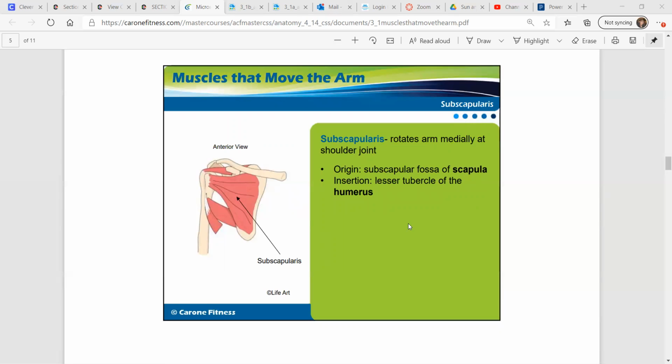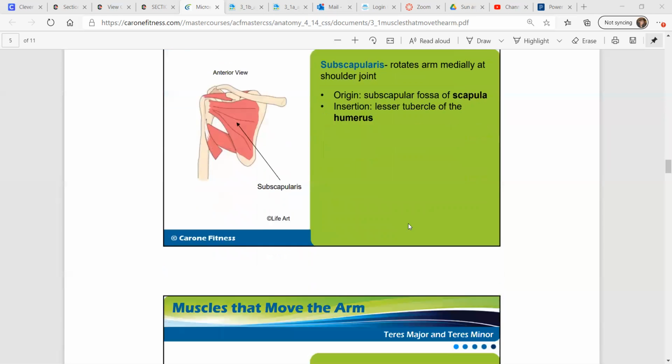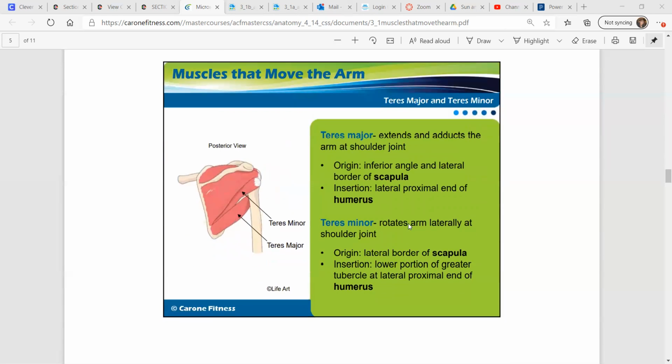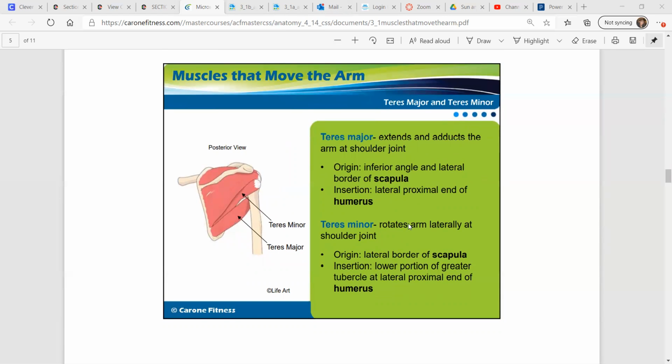The subscapularis rotates the arm medially at the shoulder joint. Origin is the subscapular fossa of scapula. The insertion point is the lesser tubercle of the humerus. Teres major extends and adducts the arm at the shoulder joint. The origin, the inferior angle and lateral border of scapula. The insertion, the lateral proximal end of the humerus.